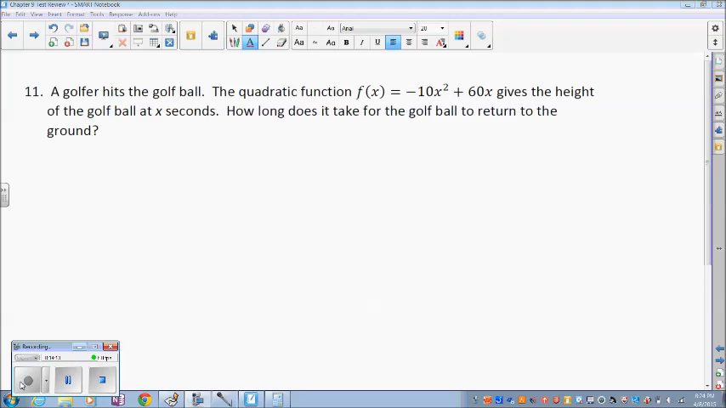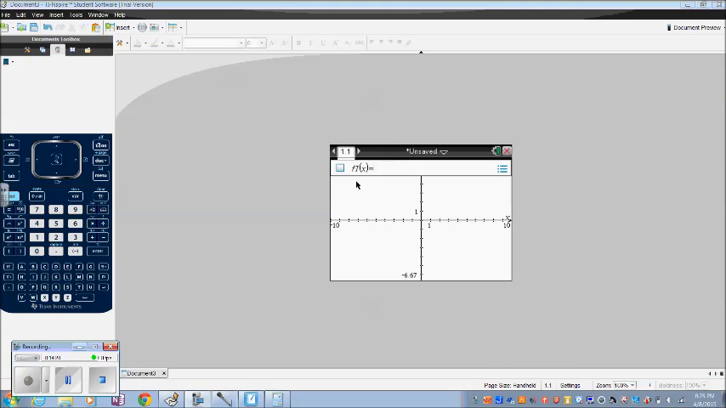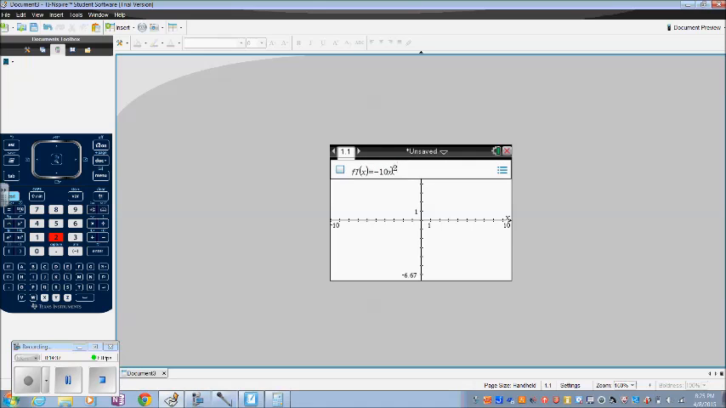A golfer hits the golf ball. The quadratic function negative 10x squared plus 60x gives the height in x seconds. How long does it take to return to the ground? So we want to know when it's 0, and I recommend graphing it. So go ahead and type it in.